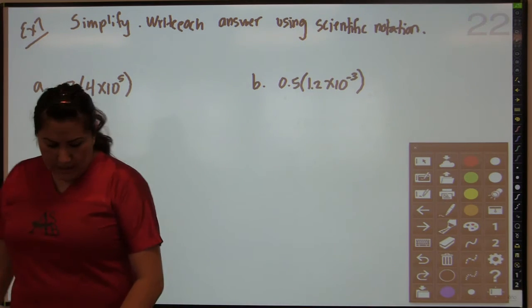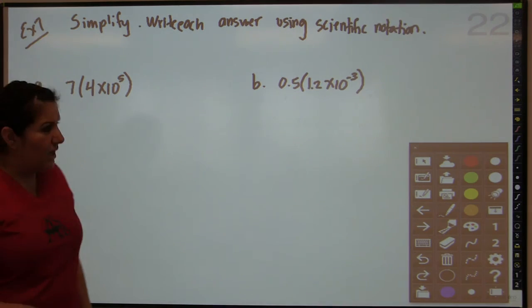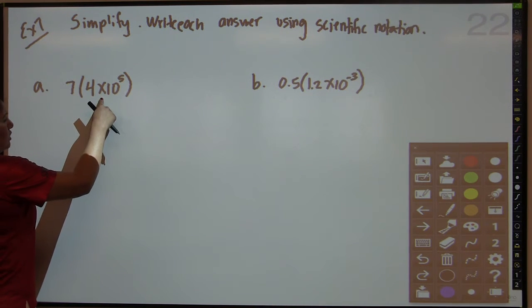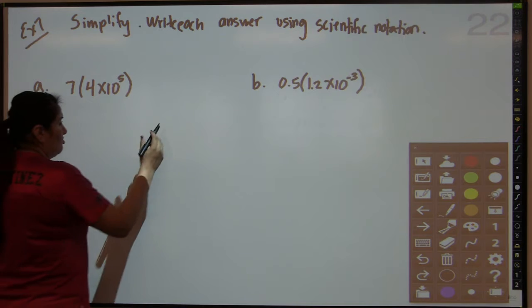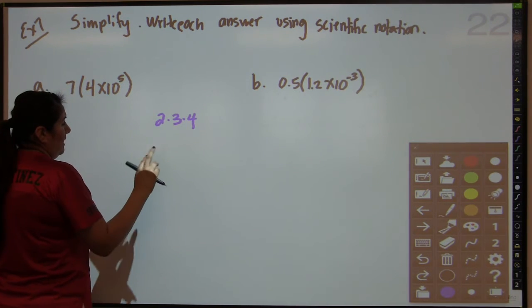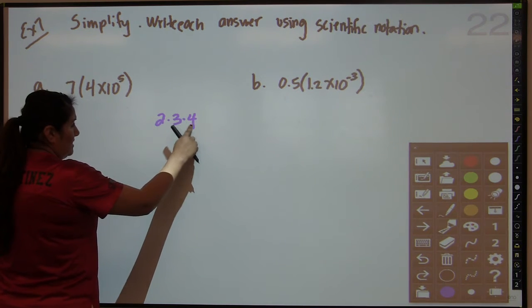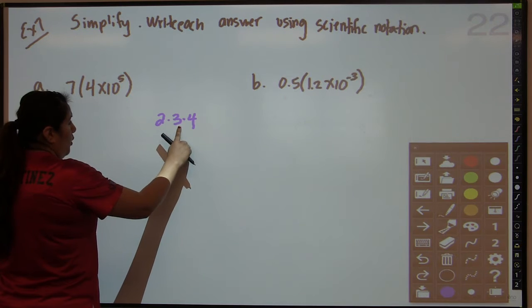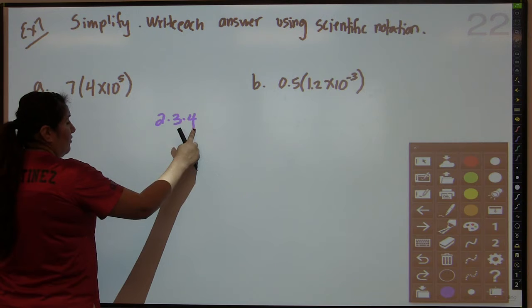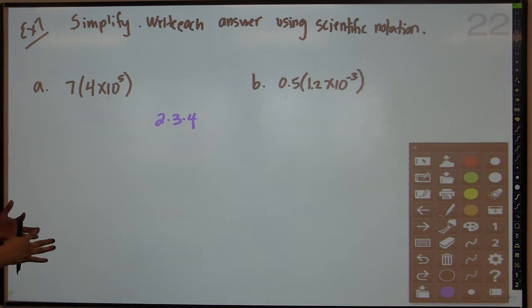When you are multiplying scientific notation, it might seem a little scary, but you don't have to worry about it. I will remind you that this just means times. So when you have 3 numbers being multiplied, like when you go 2 times 3 times 4, we know that we can multiply it in any order we want. We can go 2 times 4 and get 8, and then 8 times 3 is 24. Or we can go 2 times 3 is 6, and 6 times 4 is 24. Or we can go 3 times 4 is 12, and 12 times 2 is 24. So that doesn't really matter.